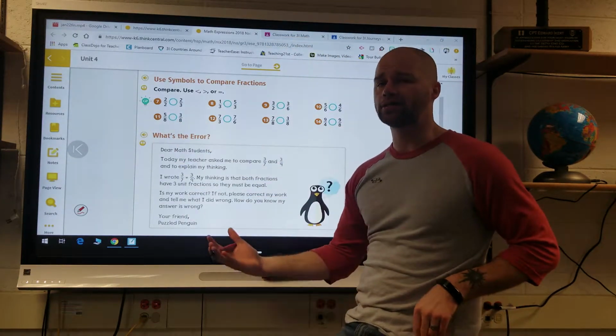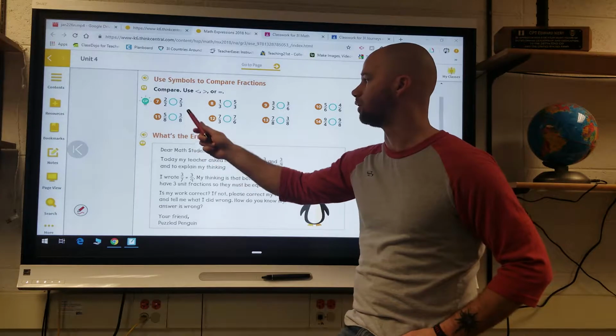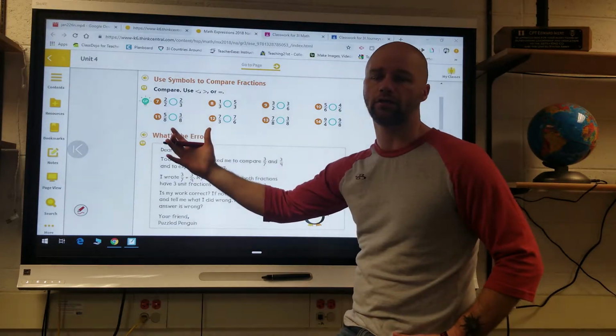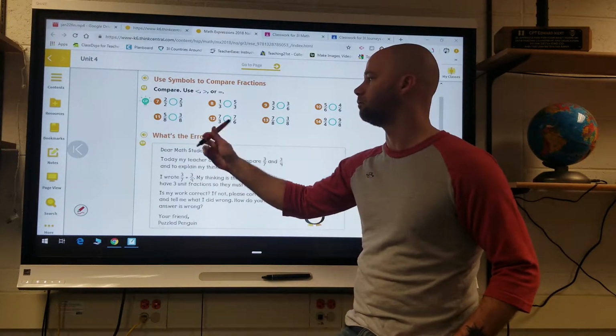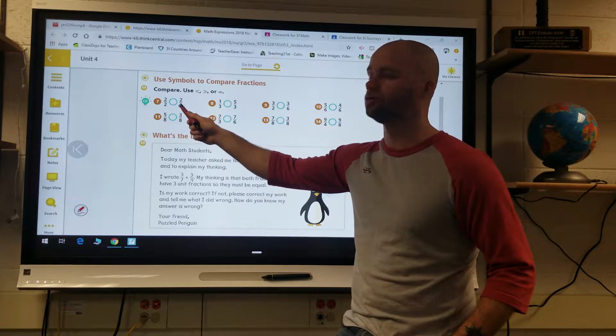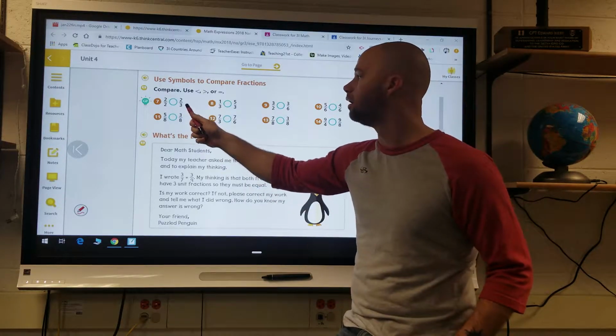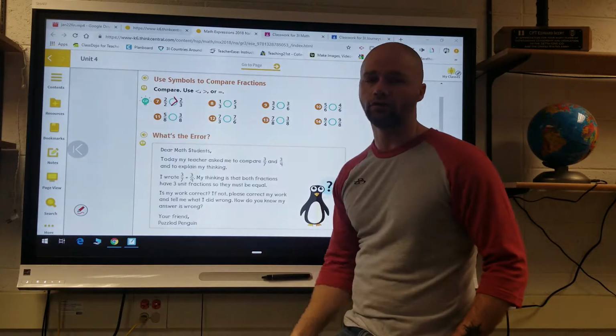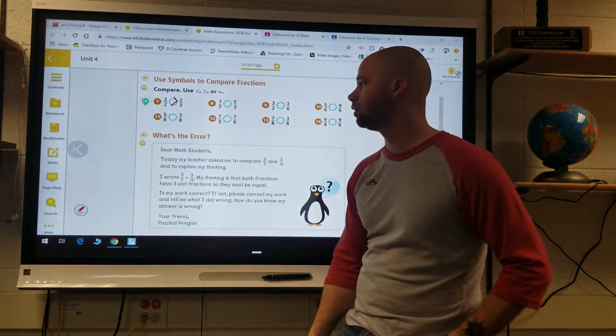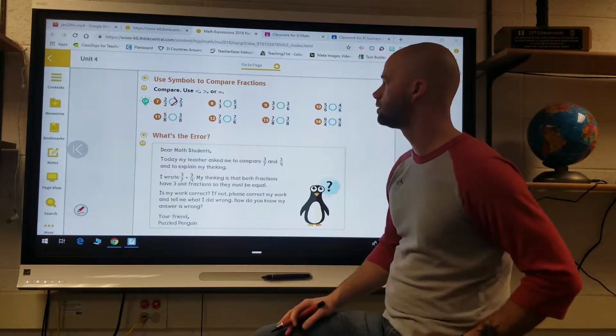But 2 over 2, that's equal to 1. So if the numerator and denominator are the same, that would make it pretty easy. That's equal to 1, and 2/3 is less than 1, because 3/3 would have to be 1. So 2 over 2 is greater than 2/3.